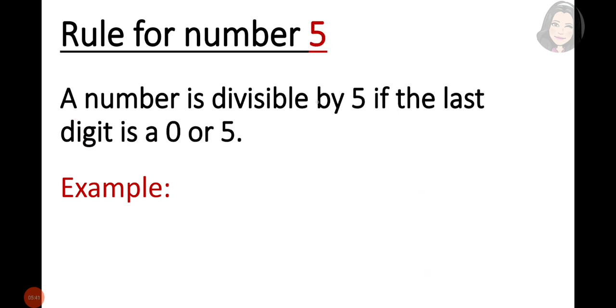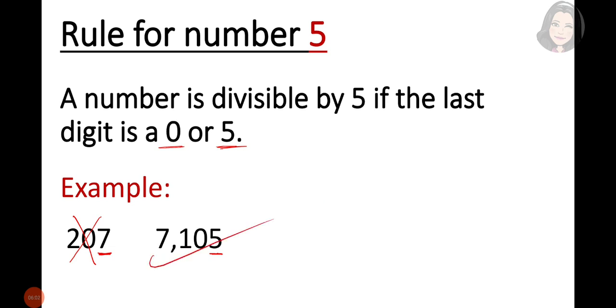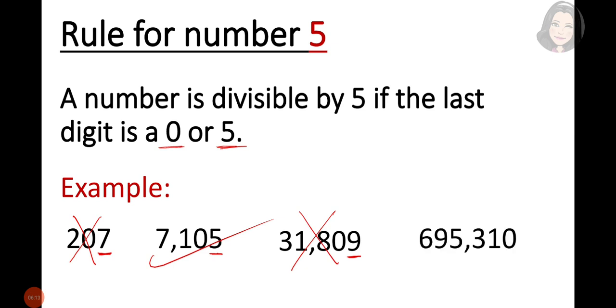Rule for number 5. A number is divisible by 5 if the last digit is either a 0 or a 5. So let's look at the first example. 207, look at the last digit, it's a 7. It's not a 0, not a 5, so 207 is not divisible by 5. 7,105, look at the last digit, it's 5, so the whole number is divisible by 5. Look at the next number, 31,809, last digit is 9. It's not a 0, not a 5, so this number cannot be divisible by 5.